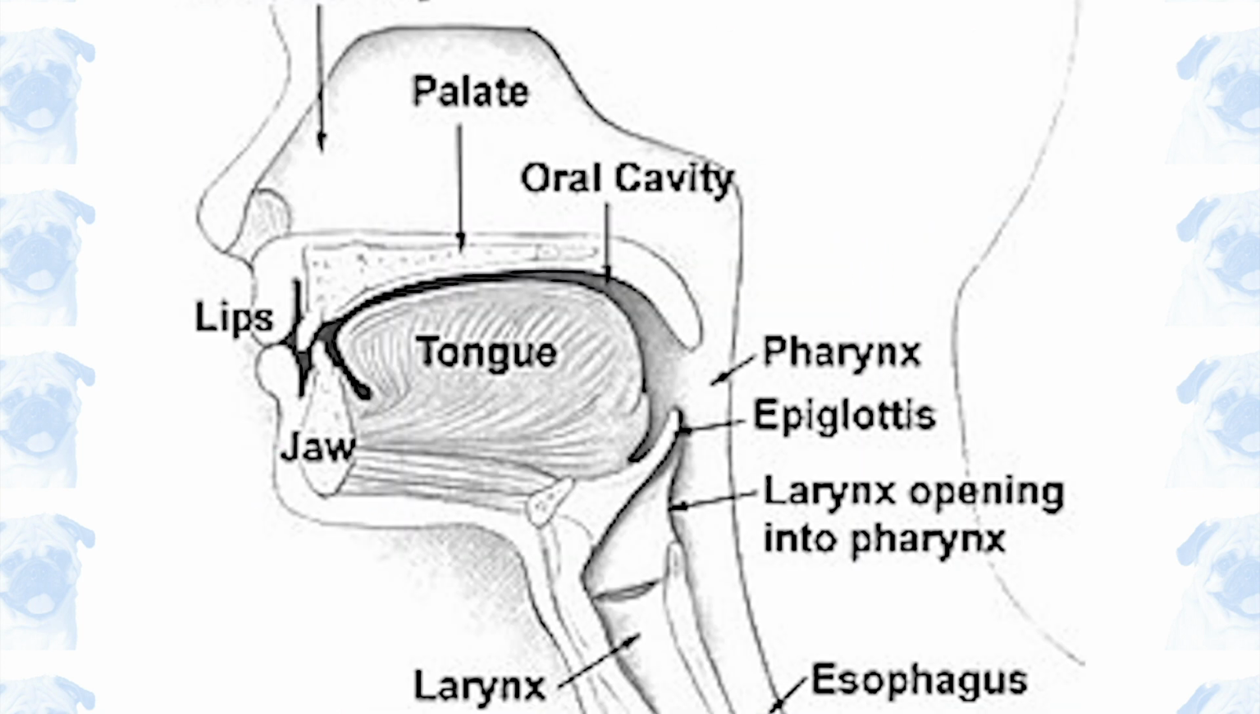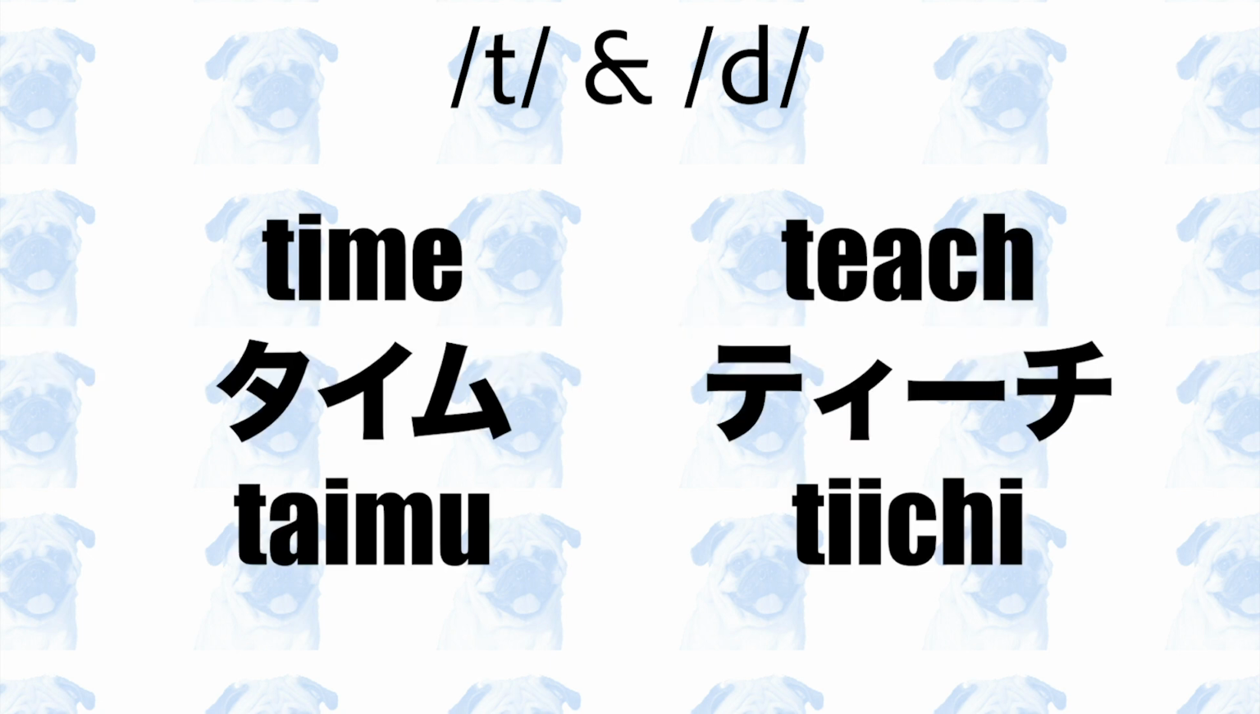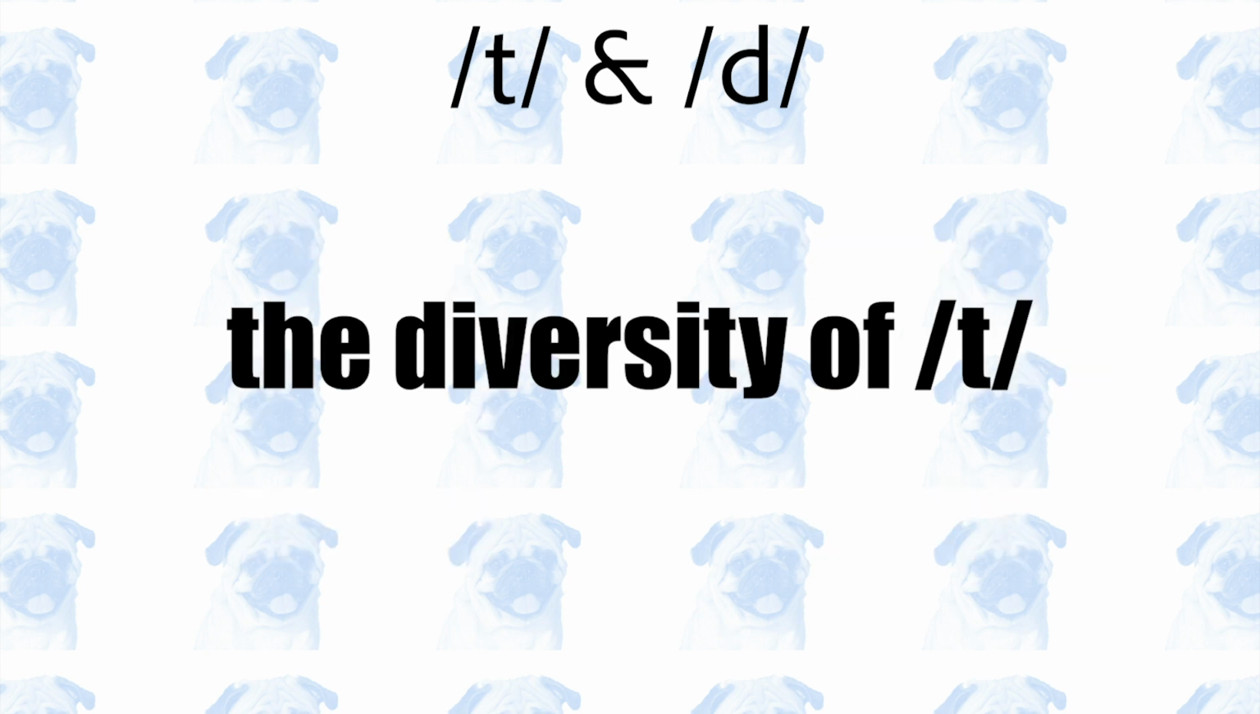Most English speakers put the tongue on the back of the upper front teeth when they pronounce ta, and this adds a hissing noise to the t sound, as in time, teach. Japanese speakers, however, tend not to produce this fricative sound, so the previous examples would sound like time and teach in the Japanese accent.